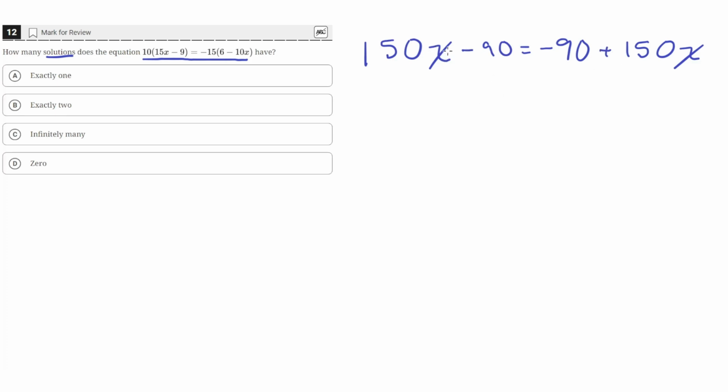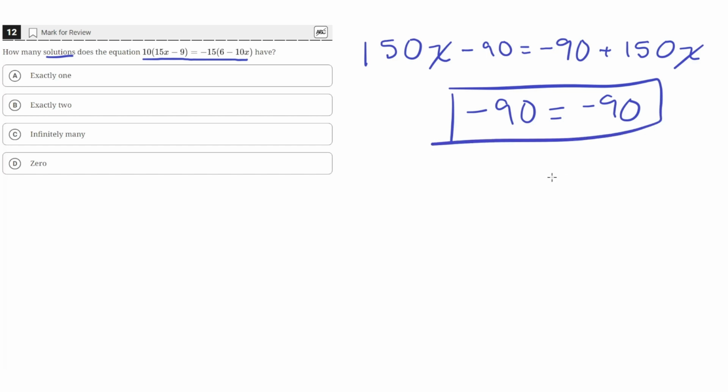So if we try to isolate for x, say by subtracting 150x to the other side, we would just get 0, and we'd just be left with negative 90 equals negative 90. And this is always true, which means that no matter what value you set to x, both sides of the equation will always be true. Which means this equation has infinitely many solutions. You can set x to be any value, and both sides of the equation will always be equal to each other.